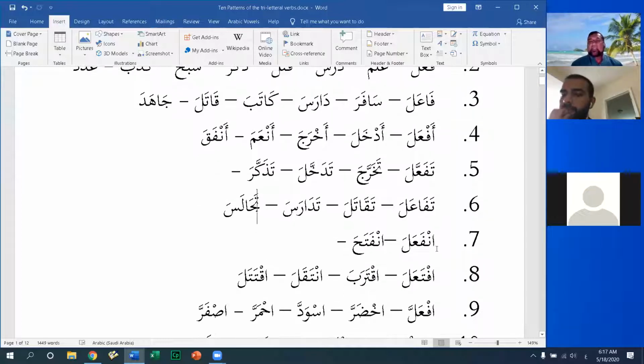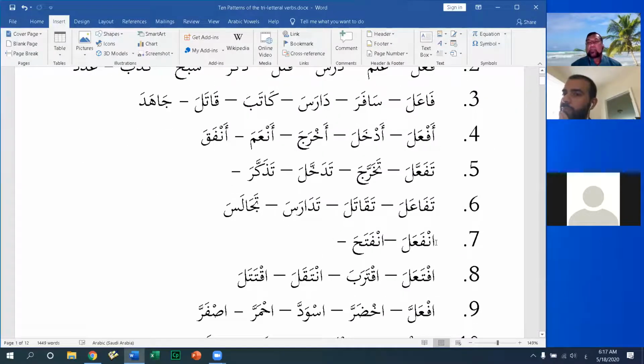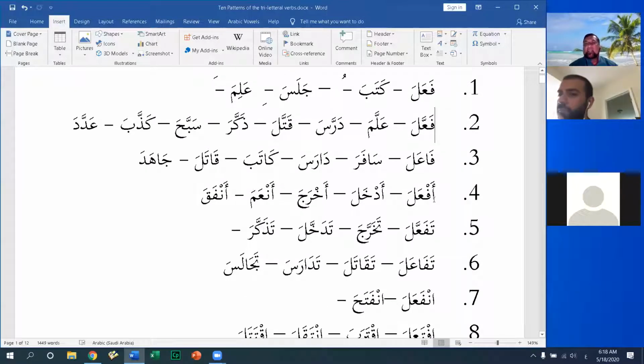That's the sixth pattern. The seventh pattern is very similar to the first, except you put in front. You add on a noon sakina, and then to be able to pronounce that noon sakina, you put the alif, or actually hamzatul wasl. This here is not an alif. This is really hamzatul wasl, and I explained the difference in a previous lesson. And this normally does the opposite of what fa'ala and af'ala do, so far as meaning is concerned. So if the verb is transitive on fa'ala, it becomes intransitive on in fa'ala.